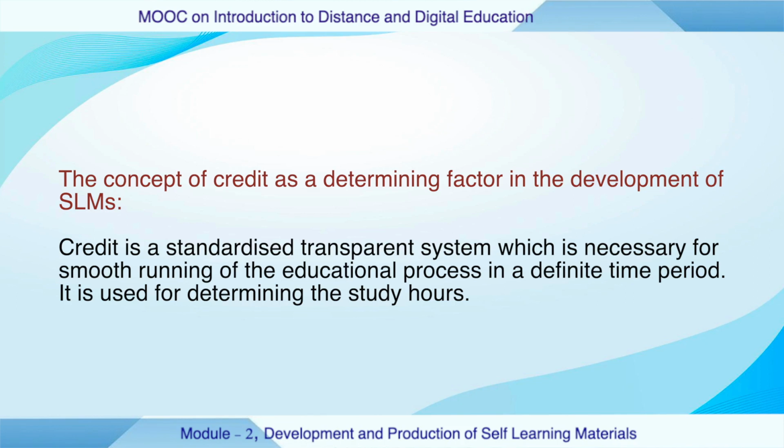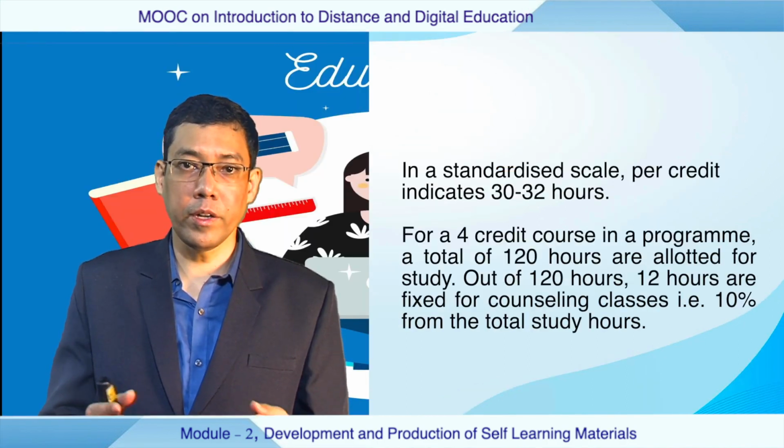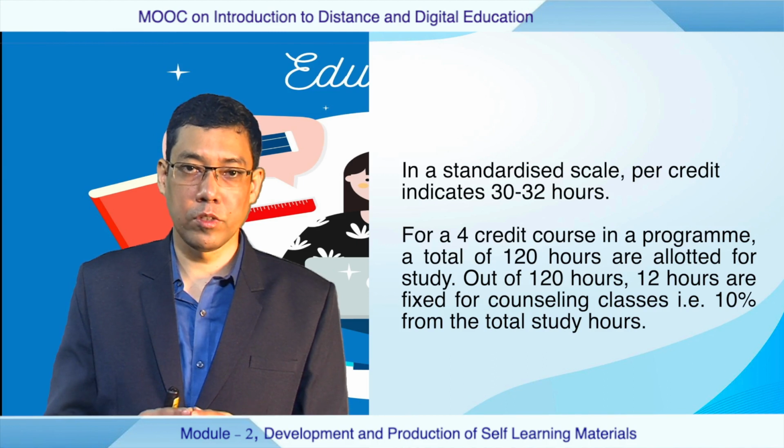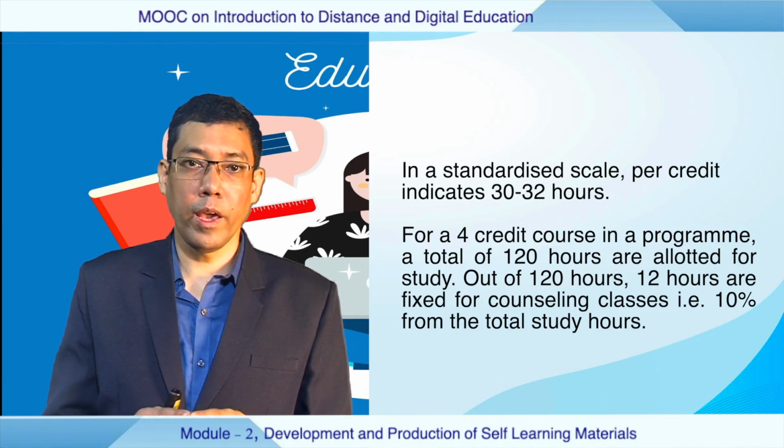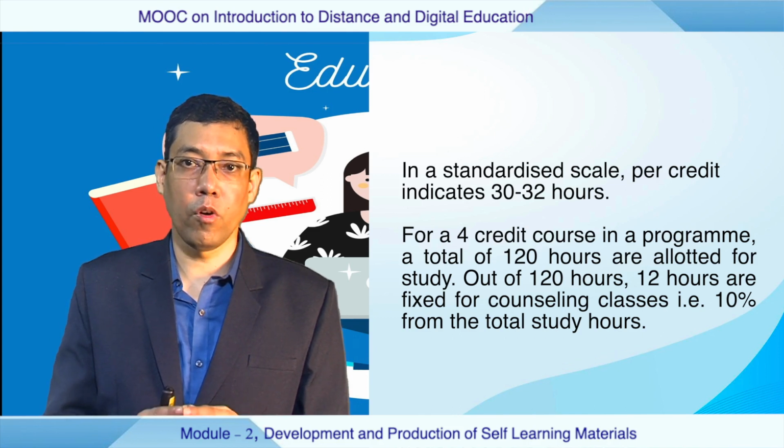Credit is a standardized, transparent system which is necessary for smooth running of the educational process in a definite time period. It is used for determining the study hours. In a standardized scale, per credit indicates 30 to 32 hours of study. For a 4-credit course in a program, a total of 120 hours are allotted for study.